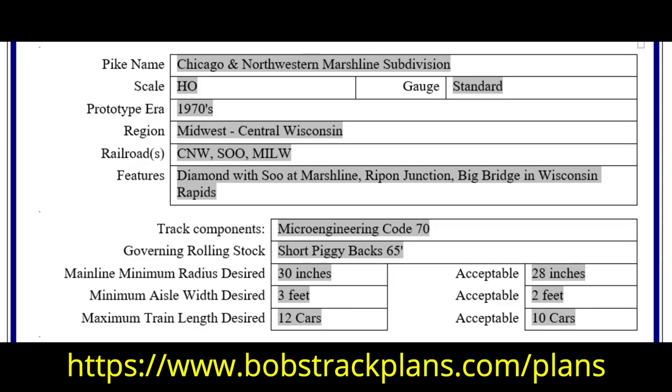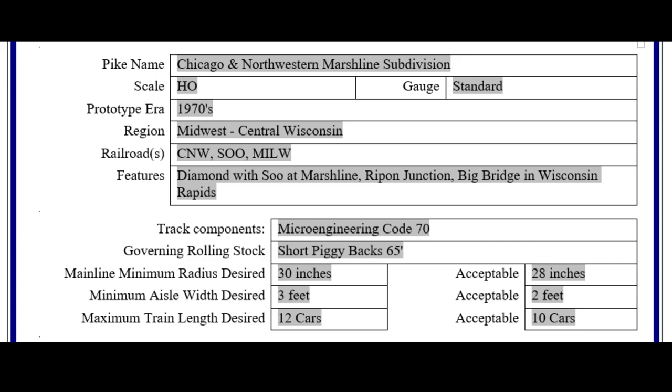So I got a Givens and Druthers form from bobstrackplan.com, and I went ahead and filled this out back when I did my first rendition of the Marshline. So thinking back to what I had jotted down here, not much had changed.